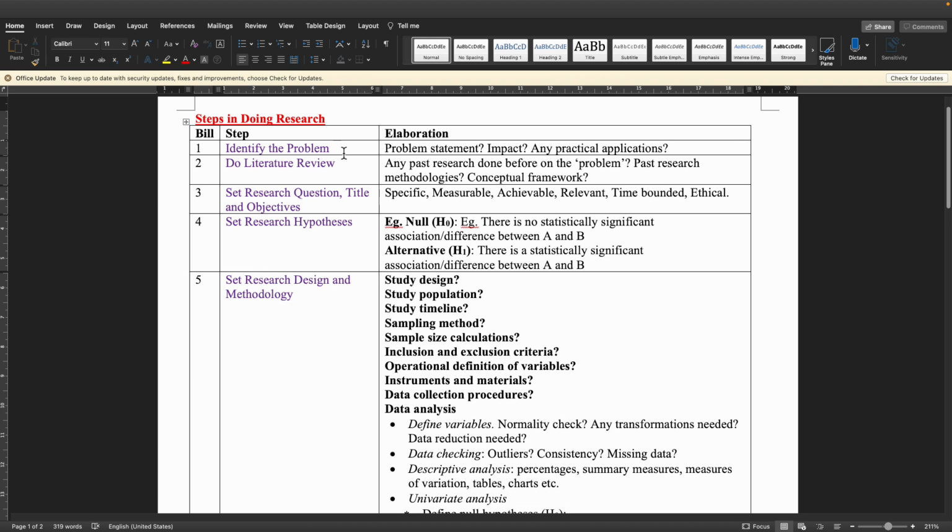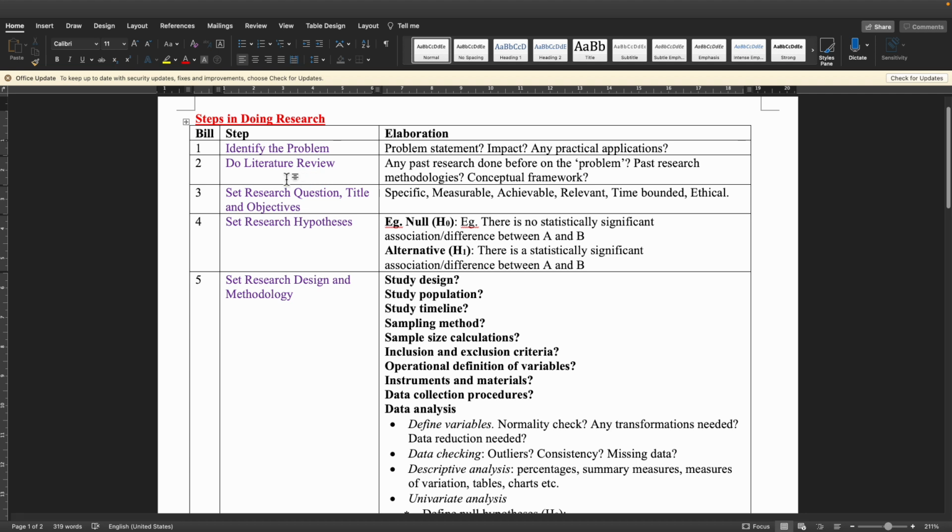First, identify the problem. What is the problem statement? What is the impact of the problem? Any practical applications for the research? Secondly, do literature review. Any past research done before on this problem? What are the past research methodologies and conceptual framework?